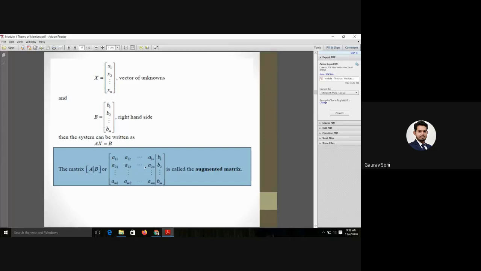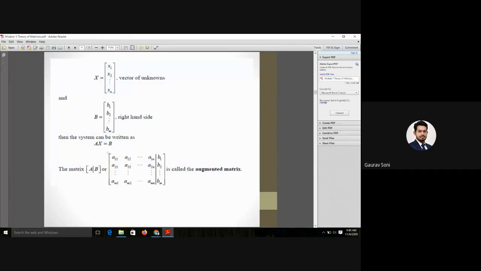Whether a system will have a solution or not will be found using the rank of A. Rank of A will be the left hand side of this vertical line. So if you hide this part, which means that you just look at this left hand side part and declare the rank, the rank of this part will be the rank of A.